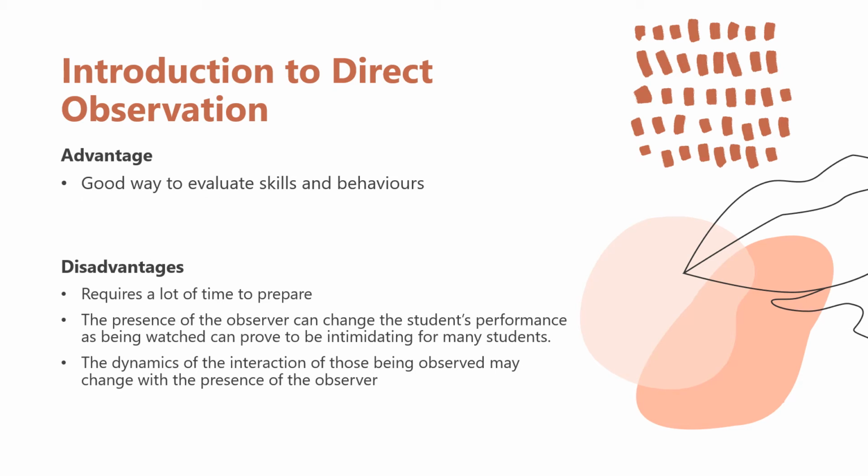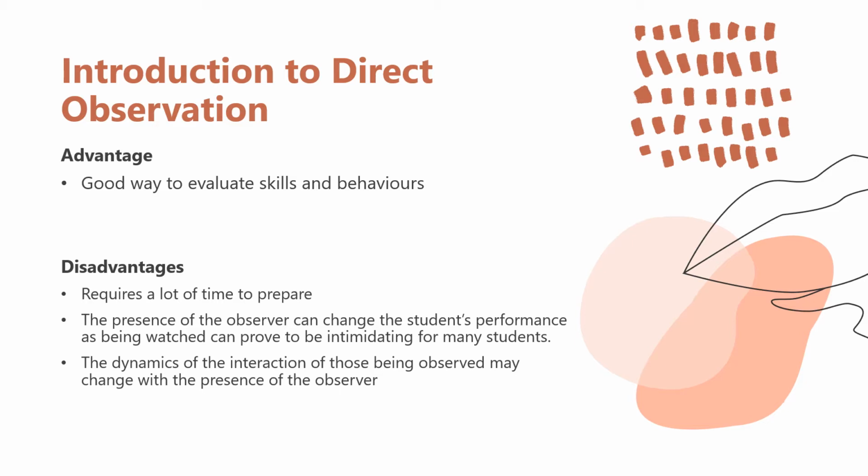There are a number of things that make direct observations a good method for evaluating where the student is at. And one of them is that it provides a way of evaluating the skills and behaviours of the student whilst in placement. But there are a number of disadvantages as far as direct observations are concerned, and this includes that it actually requires a lot of time to prepare.